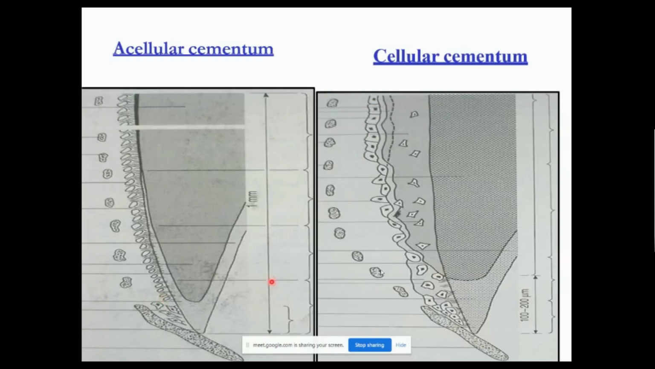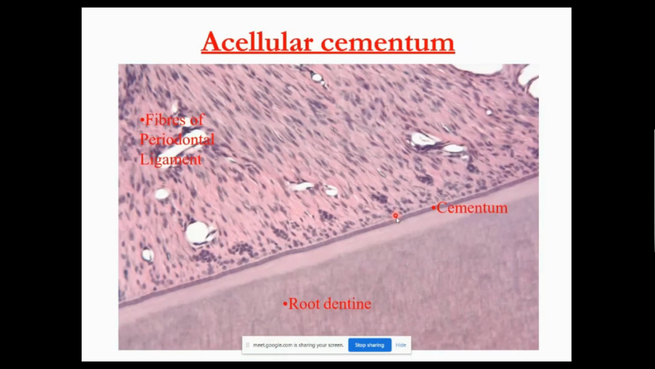So acellular and cellular, this we already know. Acellular is when the cementocytes are not entrapped within the forming cementum, whereas cellular cementum is when the cementocytes are entrapped within the matrix. So this is the histology.